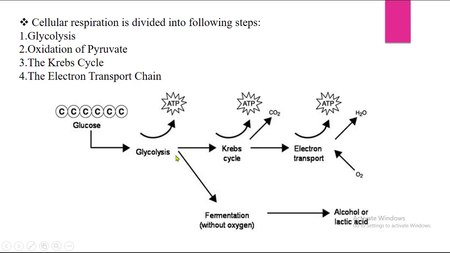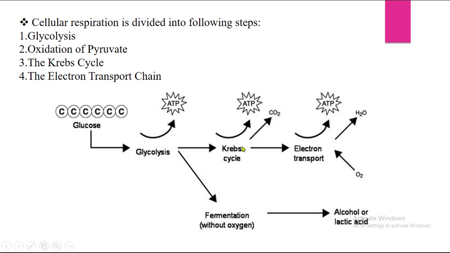After glycolysis, the pyruvate molecule has to enter the Krebs cycle, but it cannot participate in the Krebs cycle directly. That's why before entering the Krebs cycle, this pyruvate undergoes oxidation and is converted into acetyl CoA, and then it participates in the Krebs cycle. We will discuss it in the later slides.